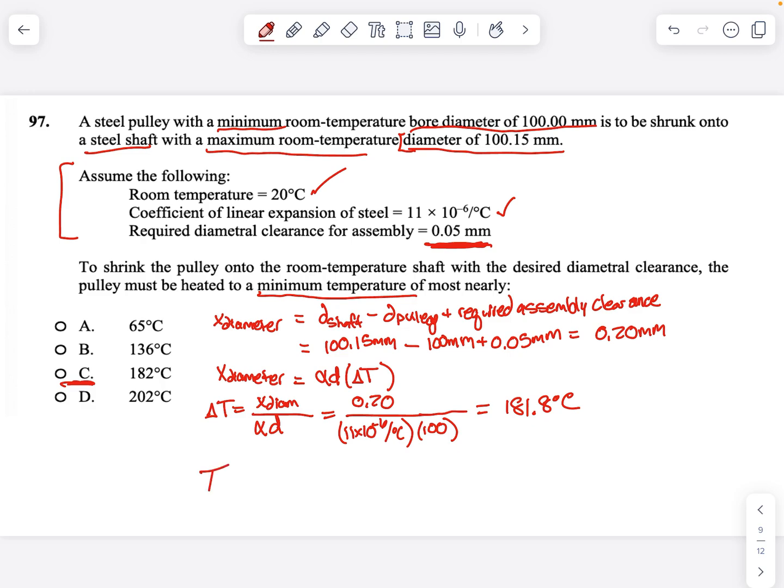So we're going to try to find T here. So we know the temperature of the room plus delta T, because that'll give us the temperature that the pulley must be heated at a minimum room temperature. So again, the minimum room temperature is 20 degrees plus our value of delta T, which is 181.8 degrees Celsius, gives a value of basically 202 after rounding. So the correct answer here is actually D.